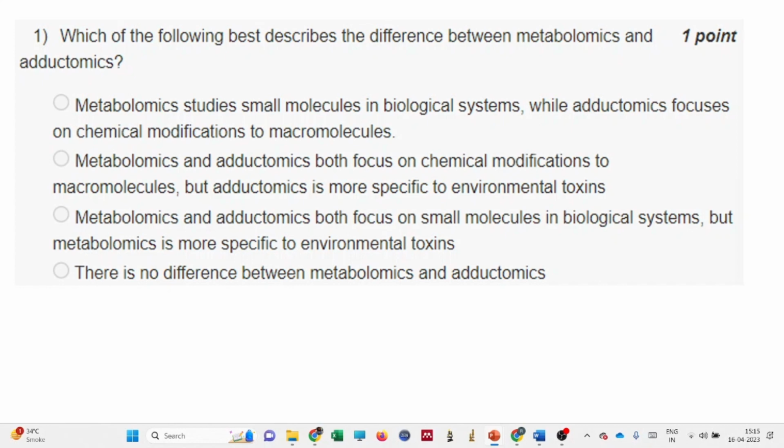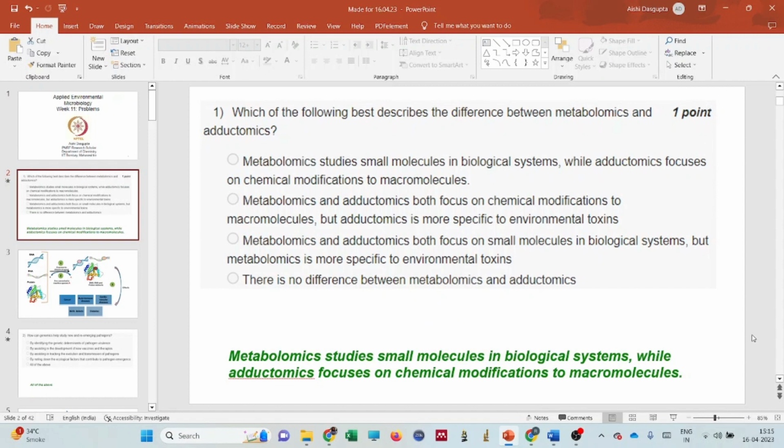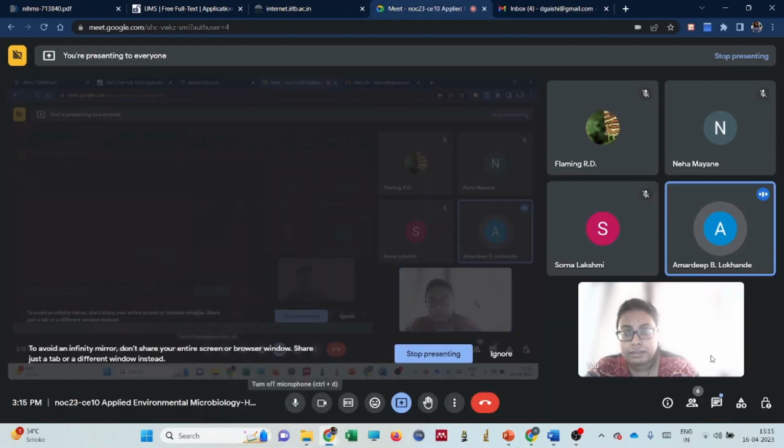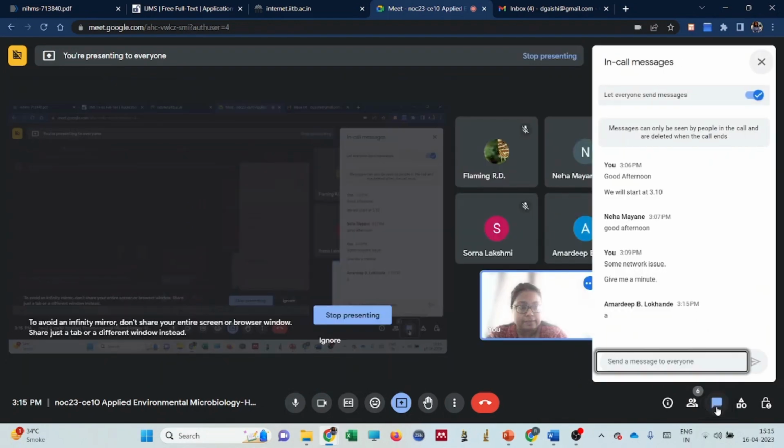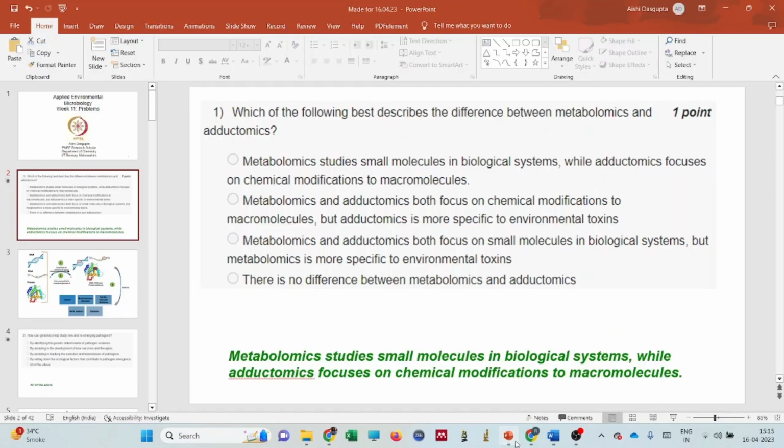I want this session to be interactive, so can you just speak it out loud? I'll have to go back to the Google Meet and see if you can put yourself on speaker and see anything. So yeah, I can see the answer. See, it's correct. Yeah, option A is the correct answer.